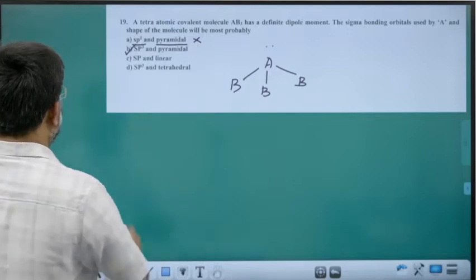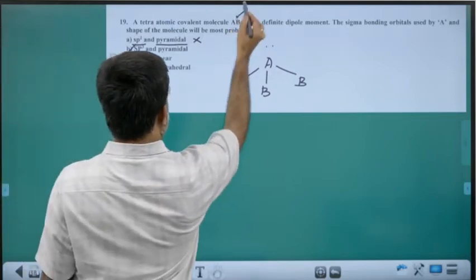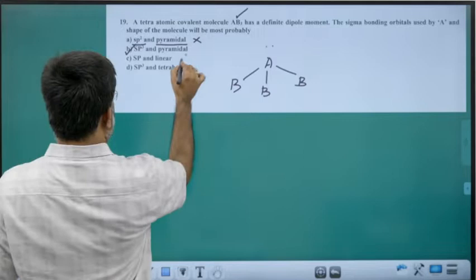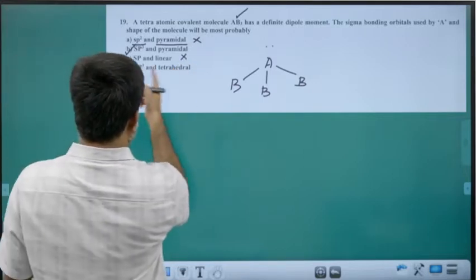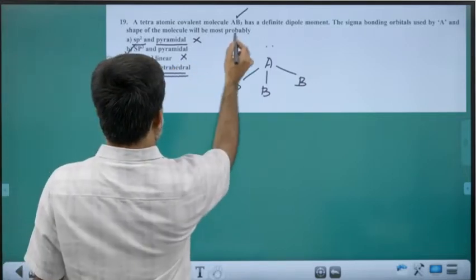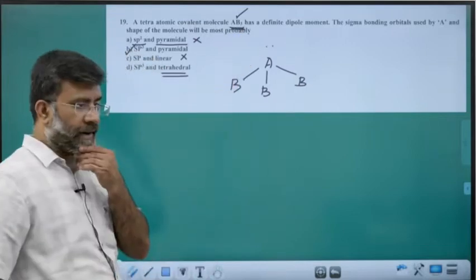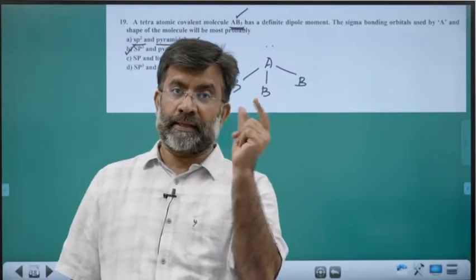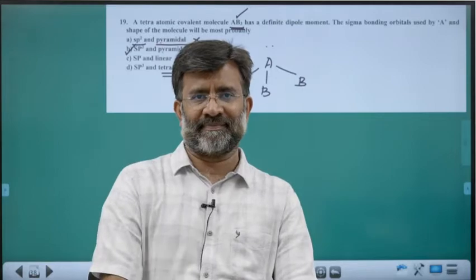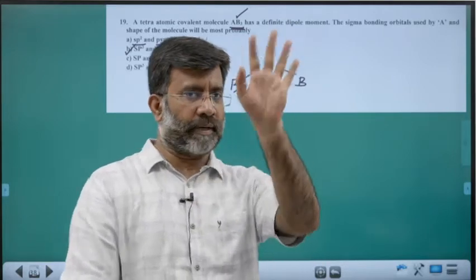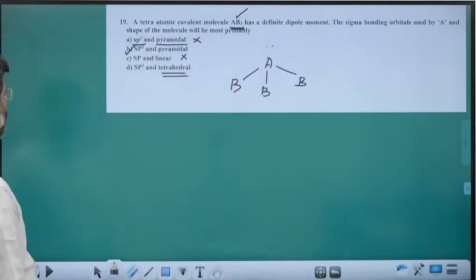Now sp linear. sp cannot be AB3. sp3 tetrahedral cannot be AB3. Tetrahedral means AB4, and then the dipole moment is 0. It is AB3 only, so it cannot be tetrahedral. Answer is option B.